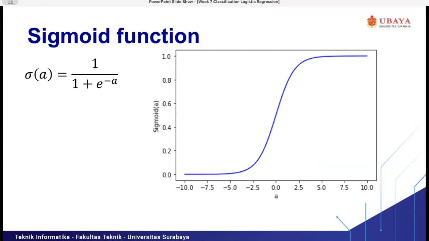So this is very important, the sigmoid function. As you can see, A will be the input, and we have the sigmoid function. So the output Y, the sigmoid of A, will be 1 divided by 1 plus e to the power of minus A. So the sigmoid function will be used in logistic regression to predict the output.